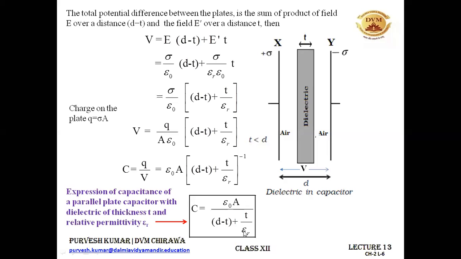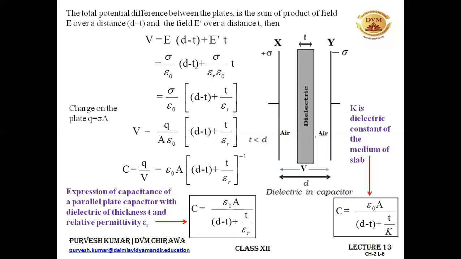This epsilon r is also known as the dielectric constant, so we can sometimes replace epsilon r with K. Relative permittivity is epsilon r, and that is also equal to K, your dielectric constant. So if you are given only the dielectric constant, you can write it like K. This is one alternate formula: K is the dielectric constant of the medium of the slab, so C is equal to epsilon naught A divided by d minus t plus t by K. In place of epsilon r, you can also write K. They are the same thing. We know that relative permittivity is equal to the dielectric constant.